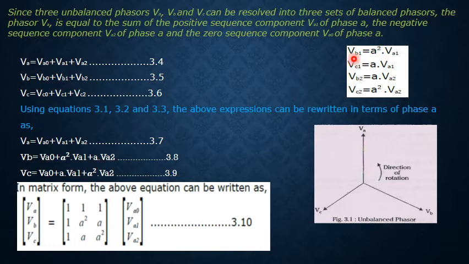So this was obtained in our previous slide, right? Instead of writing vb1, we are going to write it as a square into va1. So instead of vb1, I'm going to write it over here. And similarly vb2, what we obtained previously, so vb2 is equal to a into va2. So instead of vb2, I'm going to represent it by a into va2.